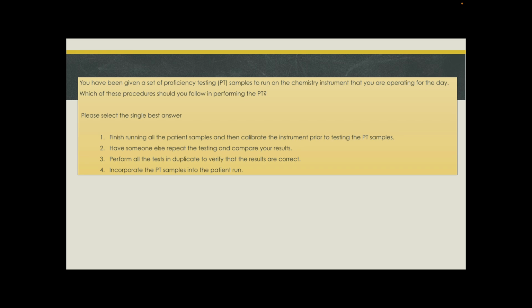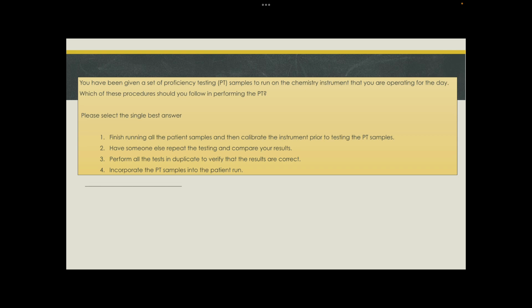1. Finish running all the patient samples, and then calibrate the instrument prior to testing the PT samples. 2. Have someone else repeat the testing and compare your results. 3. Perform all the tests in duplicate to verify that the results are correct. 4. Incorporate the PT samples into the patient run.